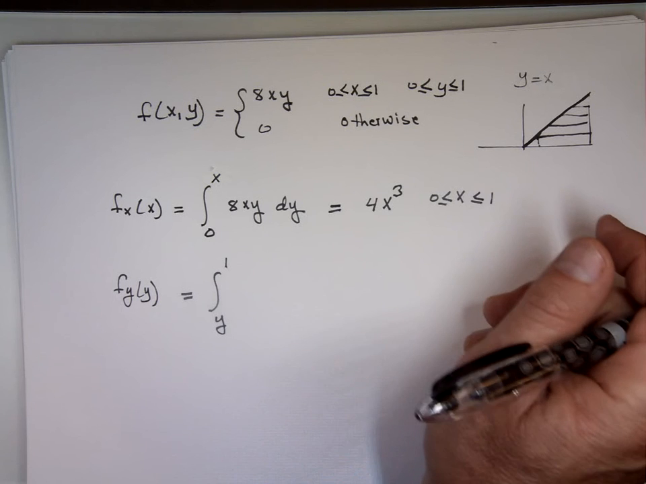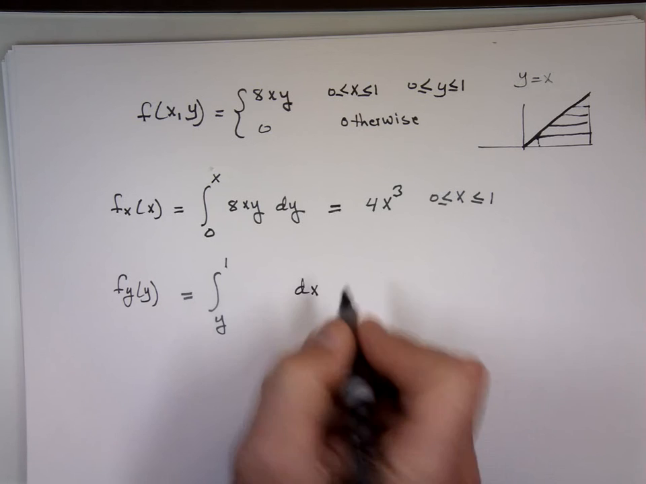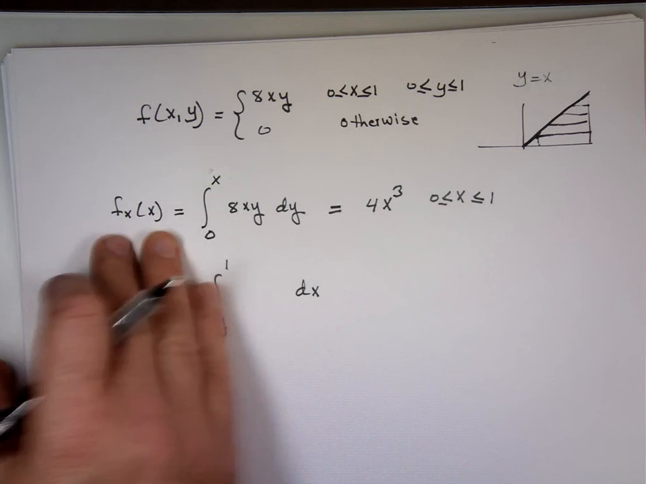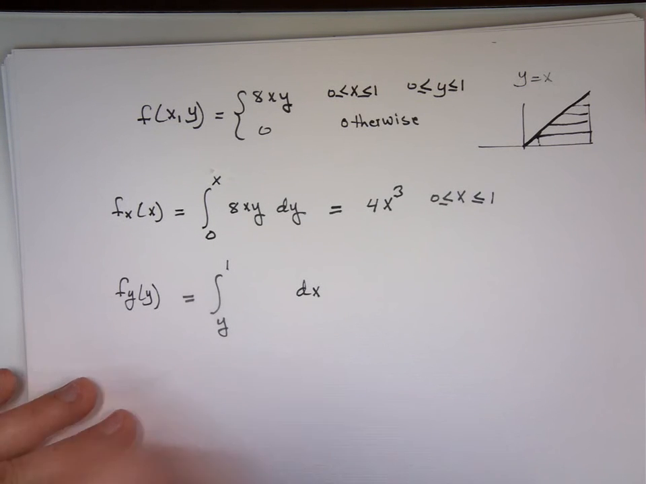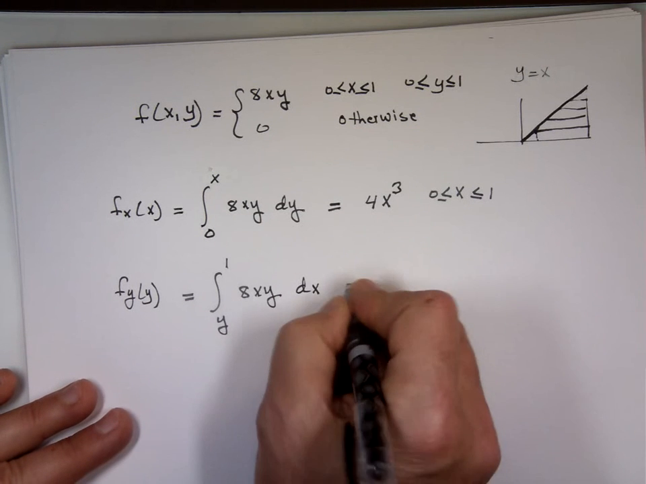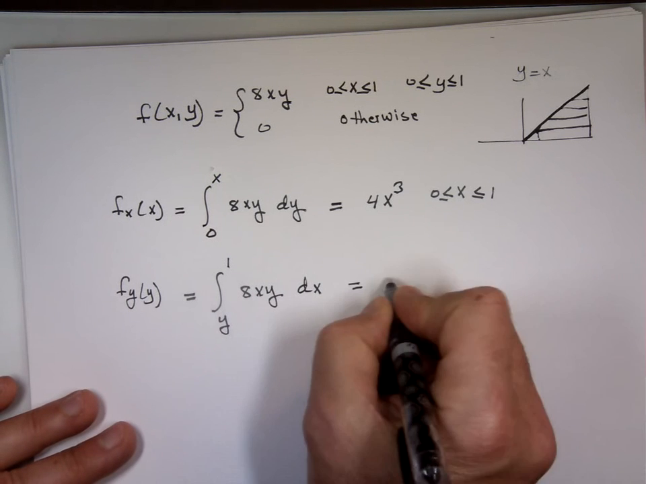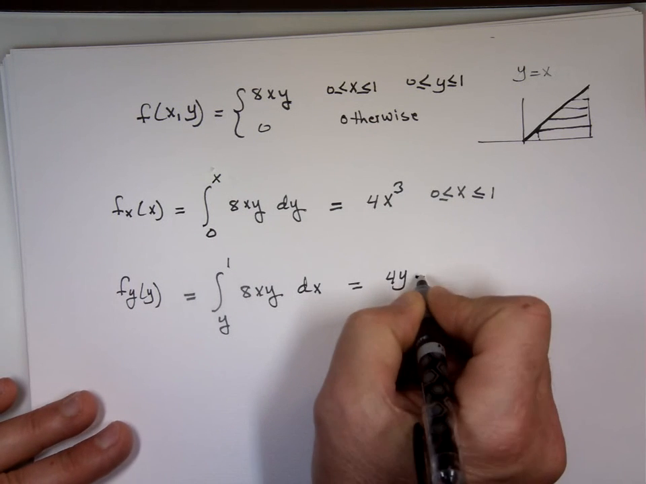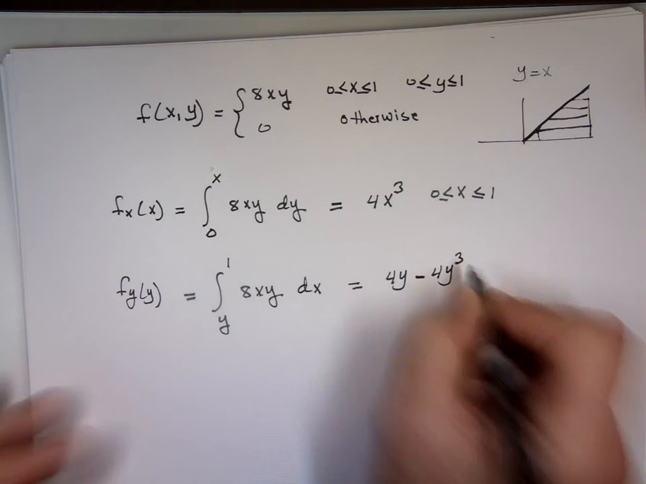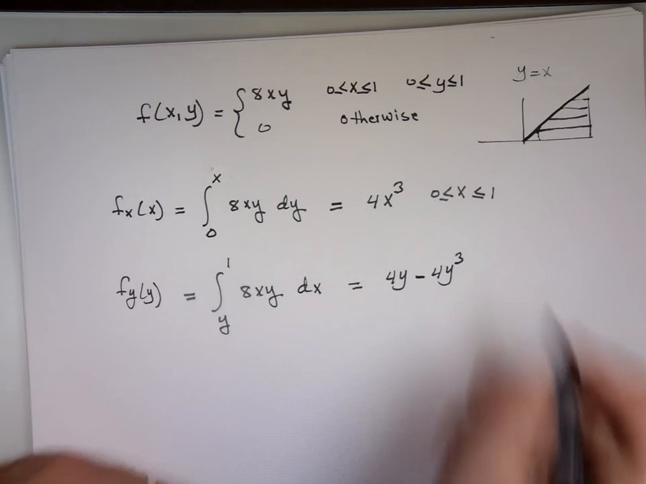We're doing with respect to x now. Yeah, f of x. And when you simplify this, your limits are different. There's a 1 here. That changes your answer to 4y minus 4y cubed. And y between 0 and 1.